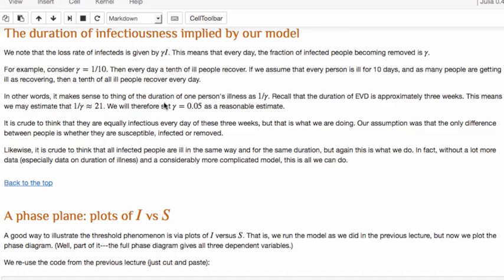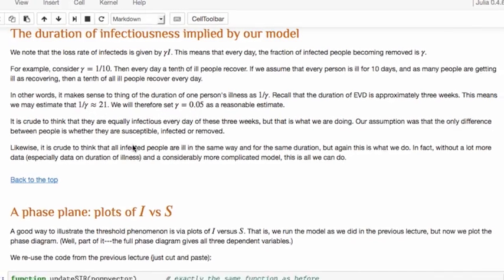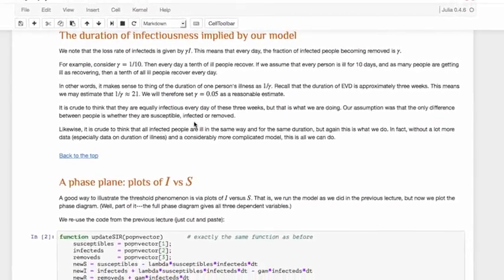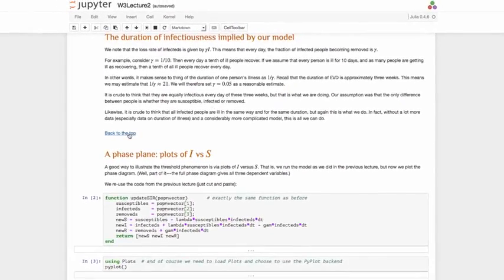In other words, the duration of a person's illness, from the time that they start being infectious to the time they stop being infectious, is about 1 over gamma. We say that the duration of infectiousness for EVD is approximately 3 weeks, and so 1 over gamma is about 21, and so it's quite reasonable to use 0.05 as our estimate for gamma. It's of course very crude, we're just making rough estimates, we're just getting started.